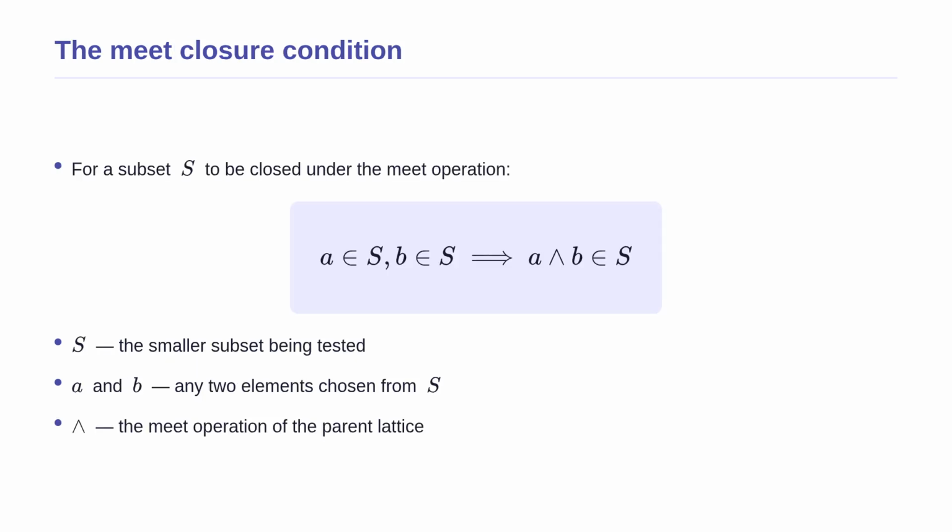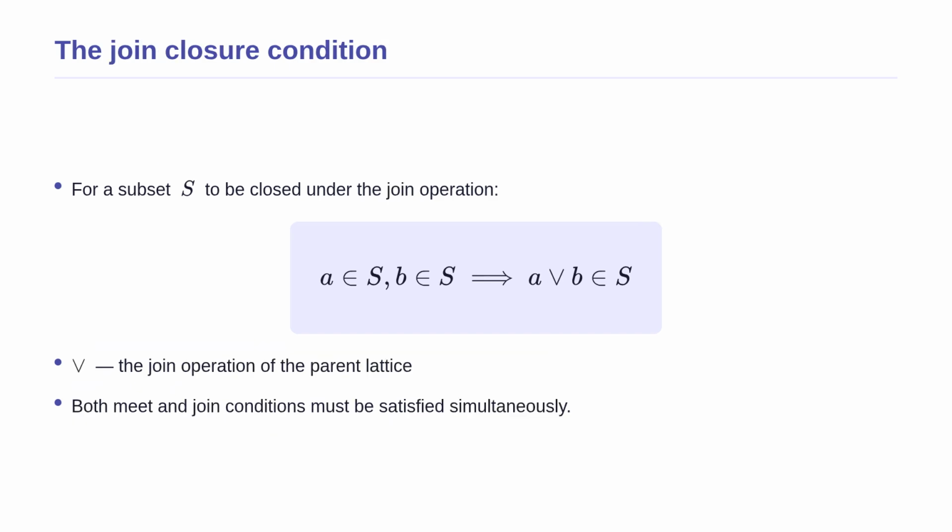This brings us to the mathematical conditions, starting with the meet operation. Conceptually, this formula ensures that our subset does not break when we look for the greatest lower bound. The formula states that if element A is in the subset S and element B is in the subset S, then their meet must also be found inside S. The symbol S represents our smaller subset, while A and B are any two elements we pick from it. The wedge symbol represents the meet operation. If you increase the subset size, this rule must still hold true for every possible pair.